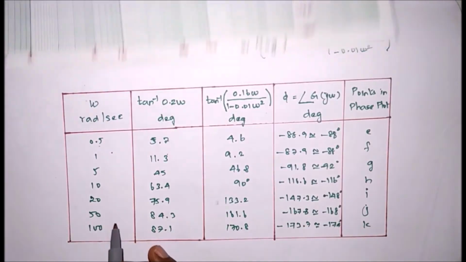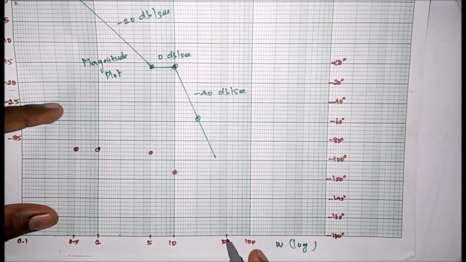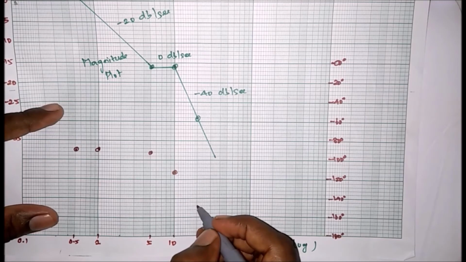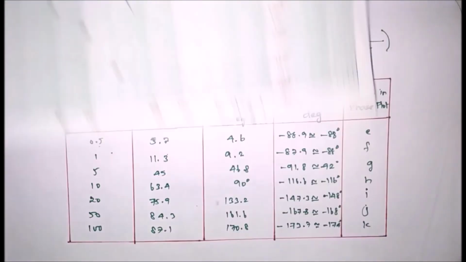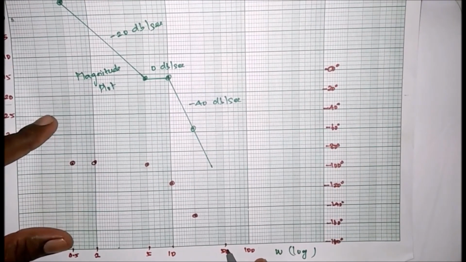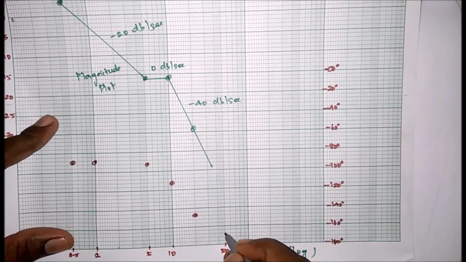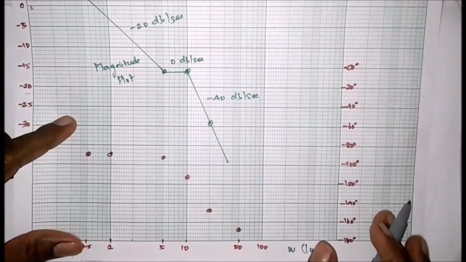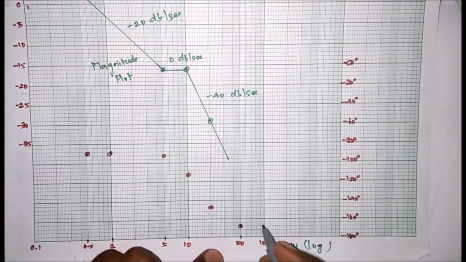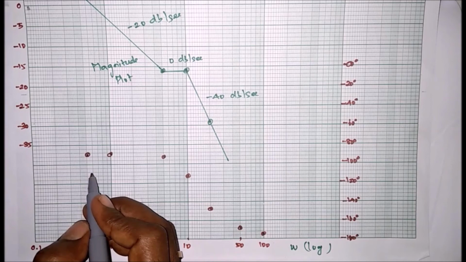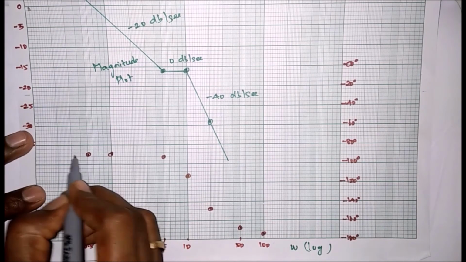Next for 20, the corresponding angle is minus 148. This is 20, minus 148 will come here. The next for 50, minus 168, it is 50. So minus 168 will come here. Then for 100, minus 174. So this is 100, minus 174 will come here. So now we have to connect all these points.